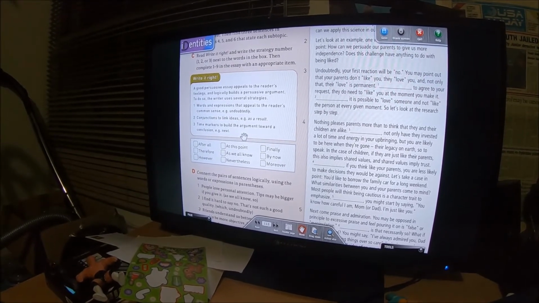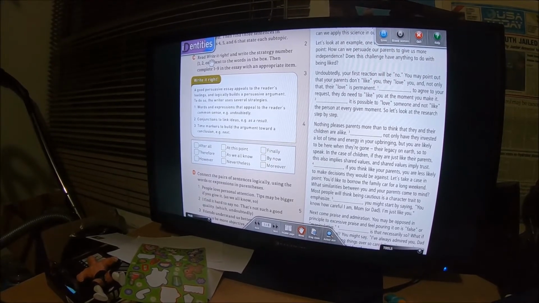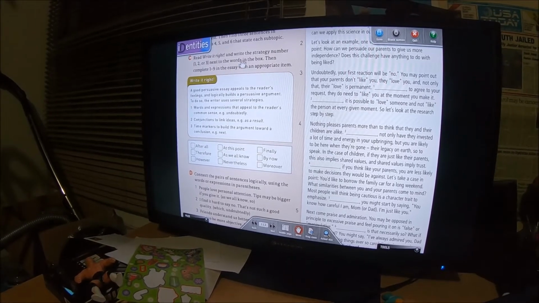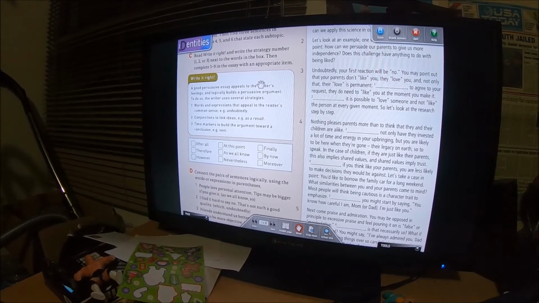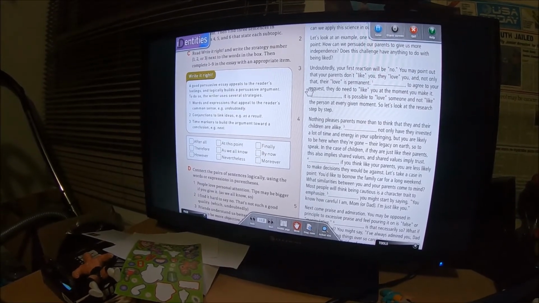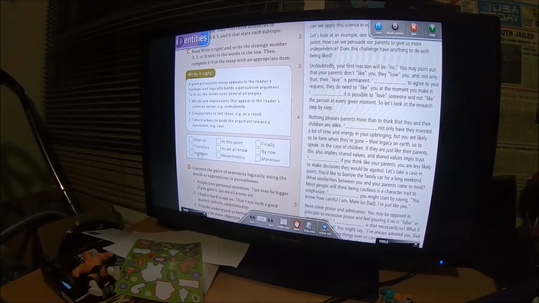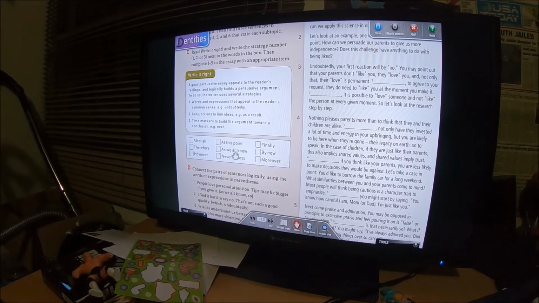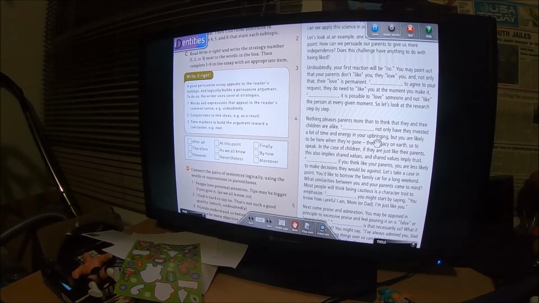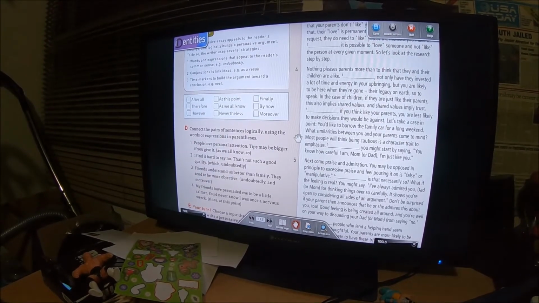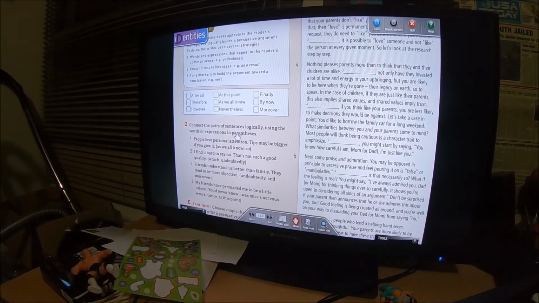As it says right here, I want you to read this. We already read it. Write the strategy number 1, 2, or 3 next to the words in the box. Then complete 1 through 9, this one right here, with the appropriate item, which would be after all, therefore, however, at this point, as we all know, nevertheless, finally, by now, or moreover. As we move along, it says to connect the pairs of sentences logically using the words or expressions in parentheses.